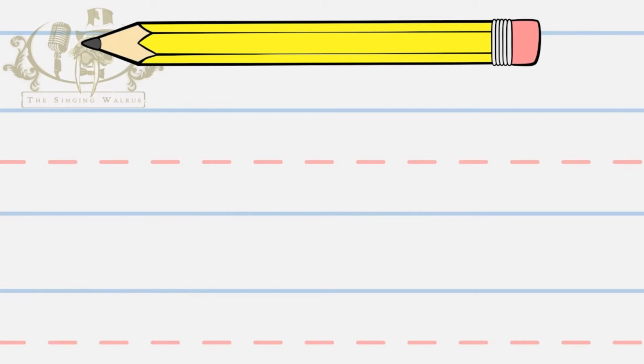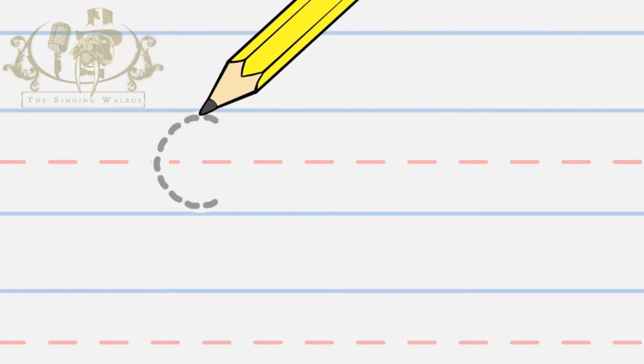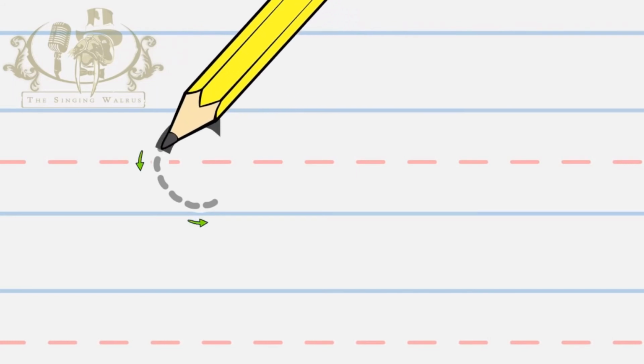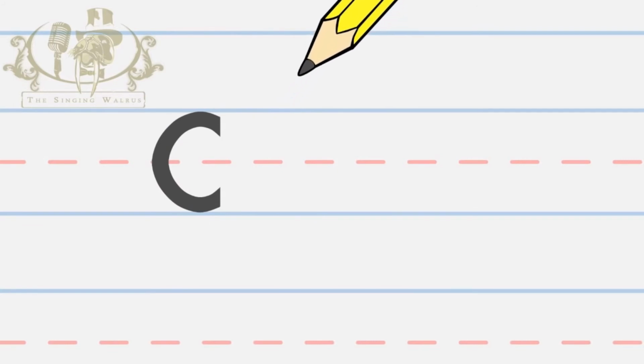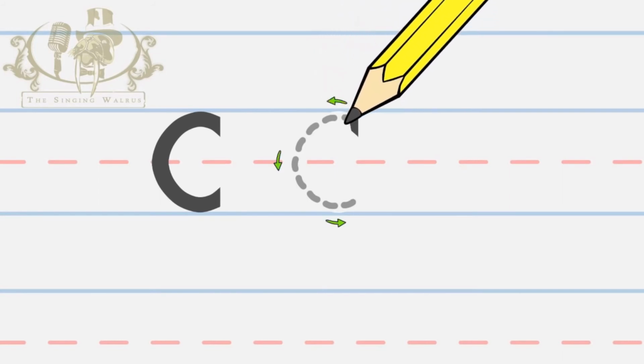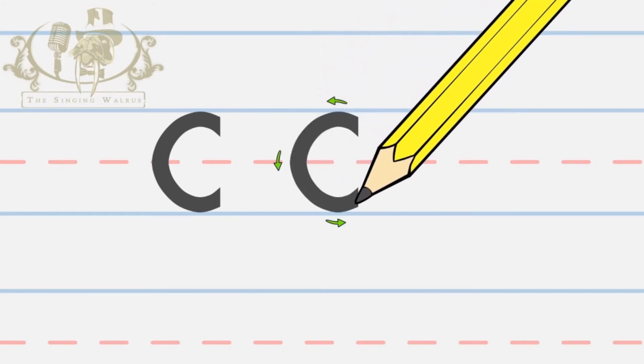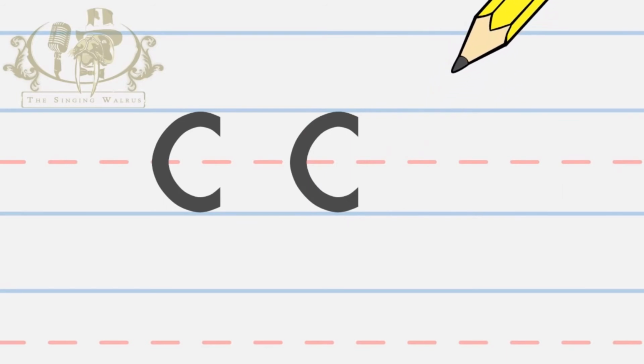First, we'll write the capital C. That's the big C. Start at the top and go around to the bottom. Let's try that again. Go around to the bottom. Now you try. Now, check if you did it right.